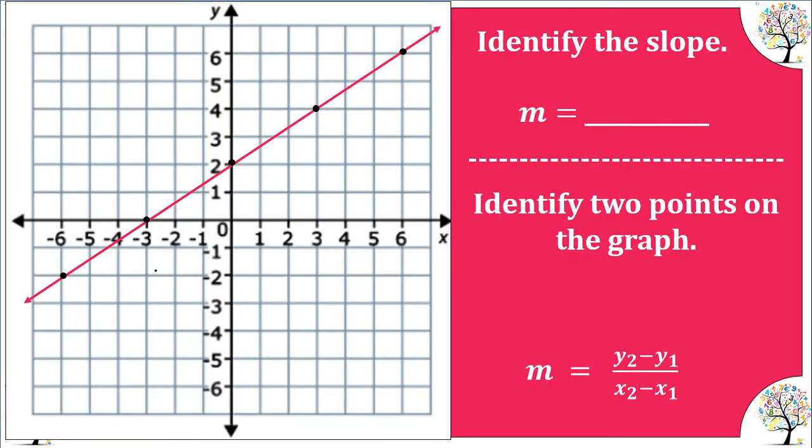Let's identify this slope. It says first, let's identify 2 points on the graph. So I can identify this point, (-3, 0), and this point is (0, 2). So first I'm going to identify the slope graphically, and then we will use this formula to find the slope algebraically. So I'm going up 1, 2, and to the right 1, 2, 3. So I have a slope of 2 over 3.